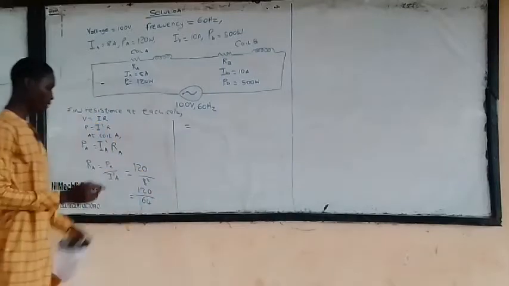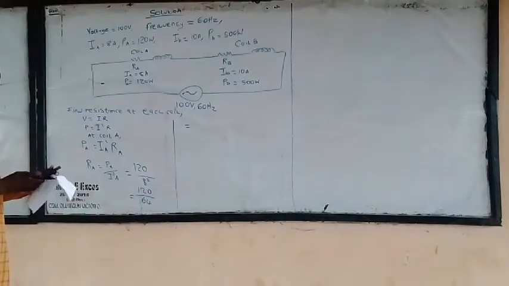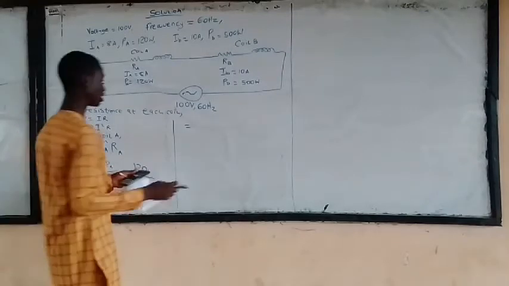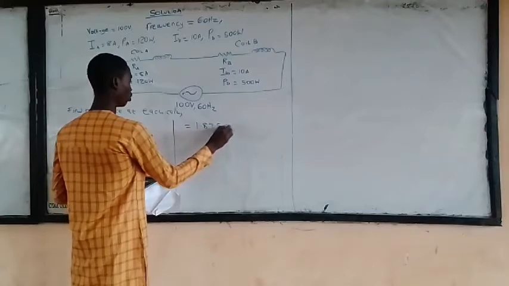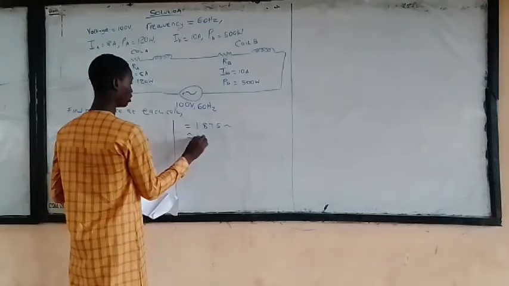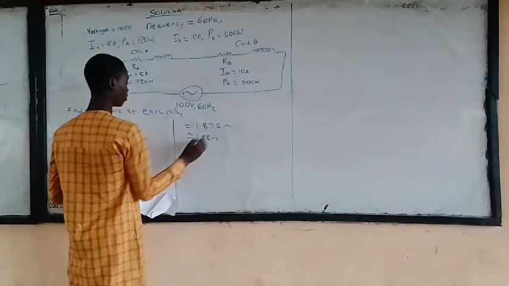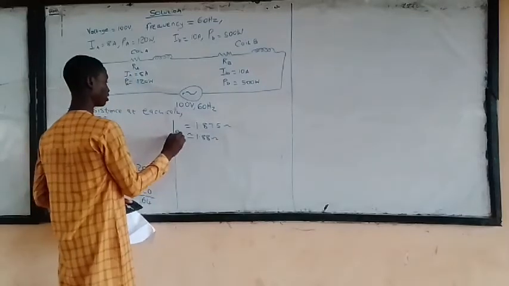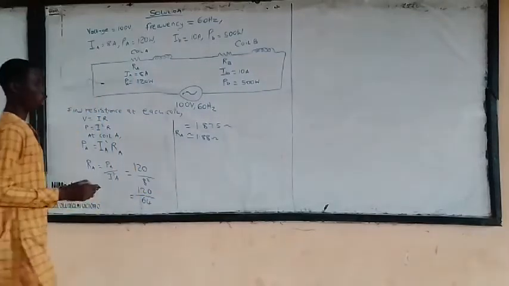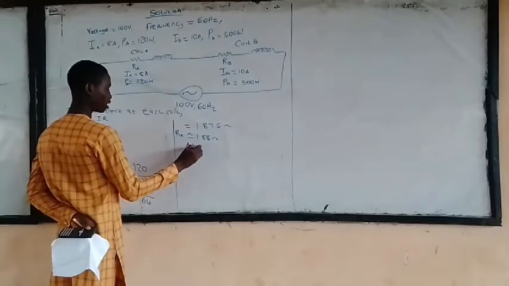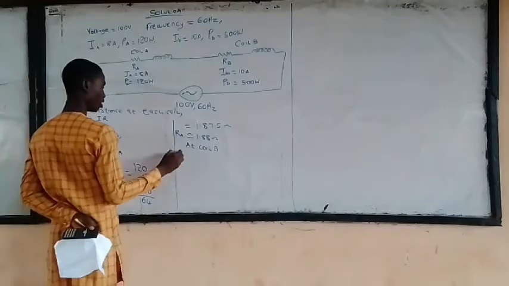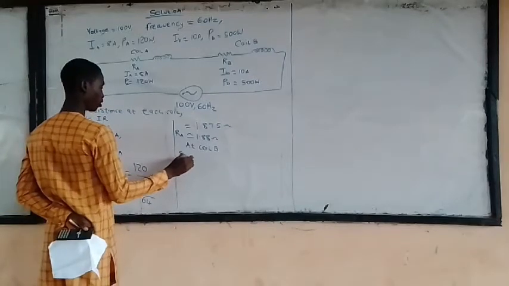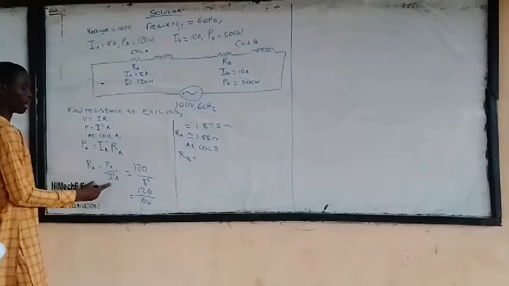And 8 squared is 64. So 120 divided by 64 will give us 1.875 ohm, approximately 1.88 ohm for resistance A. At coil B, R B will be equal to P B over I squared B.